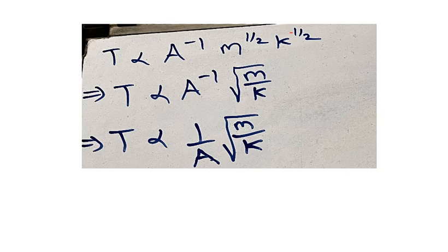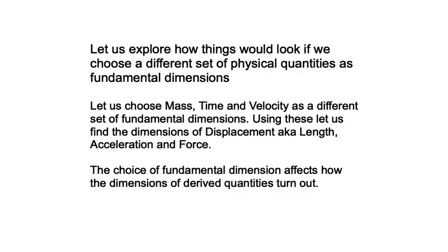Now let us just explore how things would look if we choose a different set of physical quantities as fundamental dimensions. Remember that the standard case for mechanical phenomena is that we choose mass, length, and time as the fundamental dimensions, and then we find the other dimensions in terms of these fundamental dimensions of mass, length, and time. But let us just, for sake of curiosity, choose mass, time, and velocity as a different set of fundamental dimensions which are independent of each other.